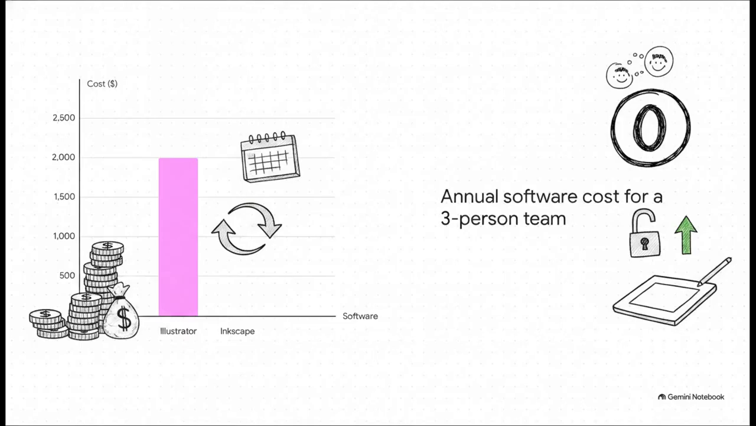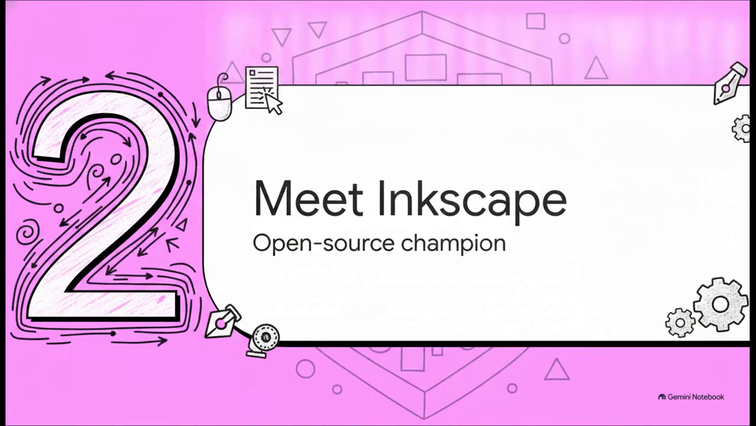The numbers really paint the picture here. A small design team of just 3 people on Illustrator's standalone plan could end up paying around $2,000 annually. That is a massive cost, and it compounds heavily year after year, effectively acting as a toll booth just so you can maintain access to your very own proprietary design files. The open source alternative, on the other hand, sits permanently at exactly $0. Which brings us right into Section 2, Meet Inkscape, the open source vector champion.